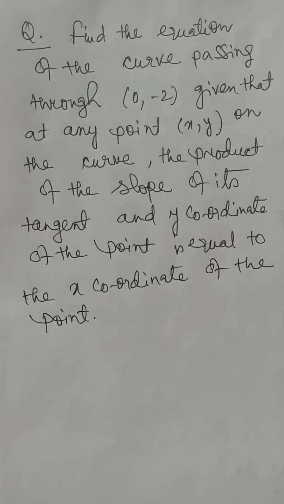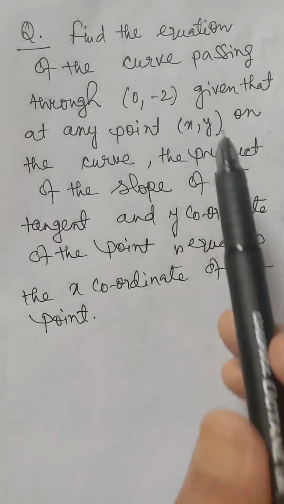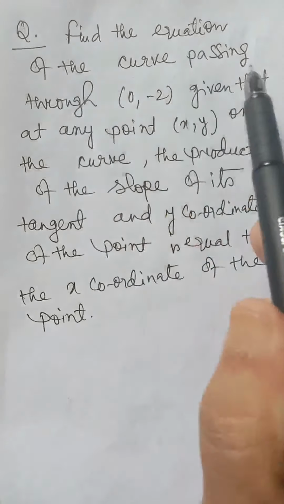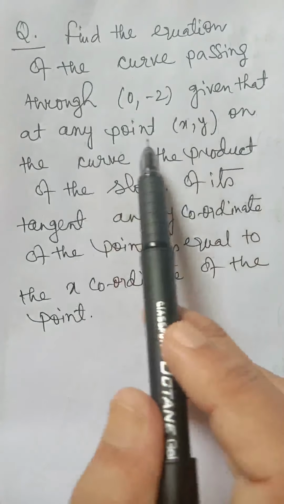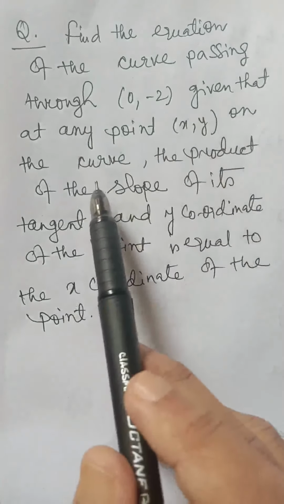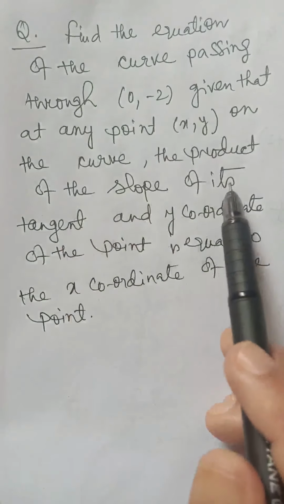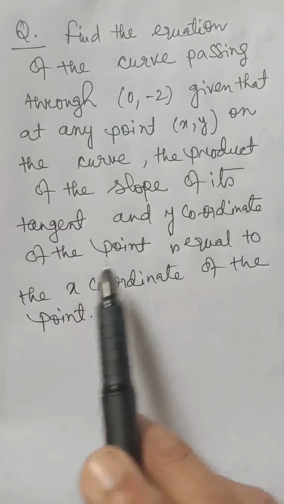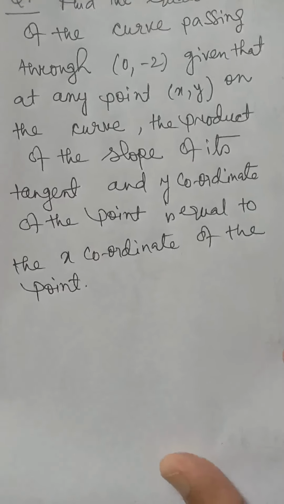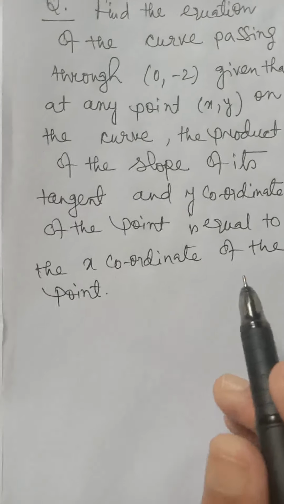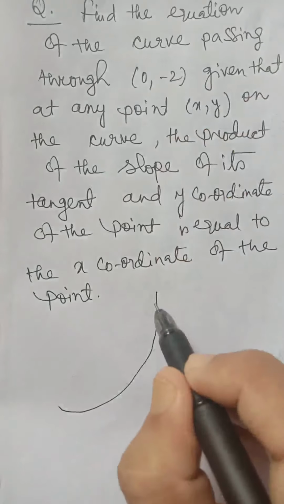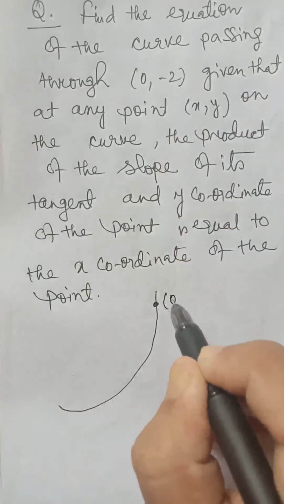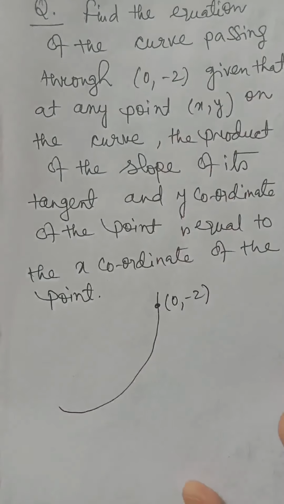Next question, I have taken this question from the NCERT book. Find the equation of the curve passing through (0, -2), given that at any point (x, y) on the curve, the product of the slope of its tangent and the y coordinate of the point is equal to the x coordinate of the point. Suppose this is any given curve which passes through (0, -2).